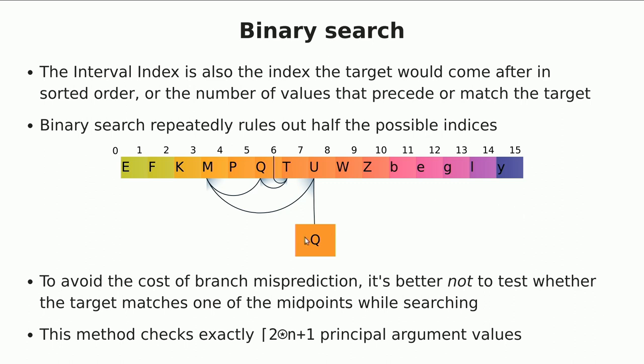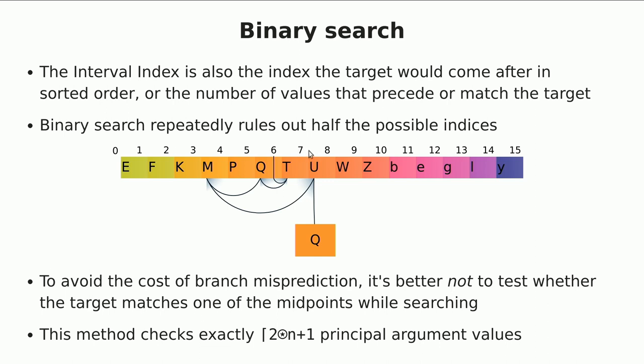So here, for example, we have a target Q, and I want to know where it falls in this 16-element list, 15. So first I'm going to compare it to the middle element, U. And I say, well, Q is less than U, so it needs to fall on the left. It can have index 7 or below.